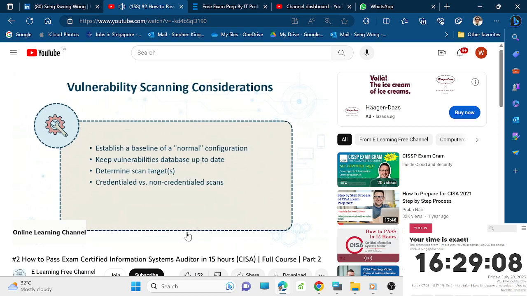Now, a non-credentialed scan is equally as valuable because that might mimic more what an external attacker might be able to learn about a machine in terms of vulnerabilities. So both are valid. Then there's the reporting.